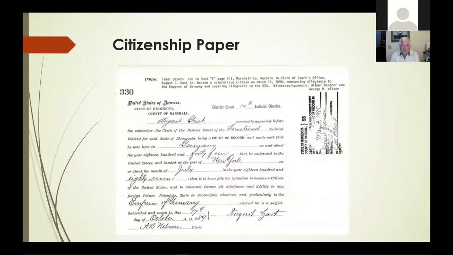Also from county records, you can find citizenship papers. This is a citizenship paper for my grandfather, August Gast, and it tells you the date. He was born in Germany, it says there, and he came to New York in July of 1887. And those are the informations about him. He swore his allegiance to the United States and renounced the allegiance to the Emperor of Germany, who was in charge of Germany at that particular time.